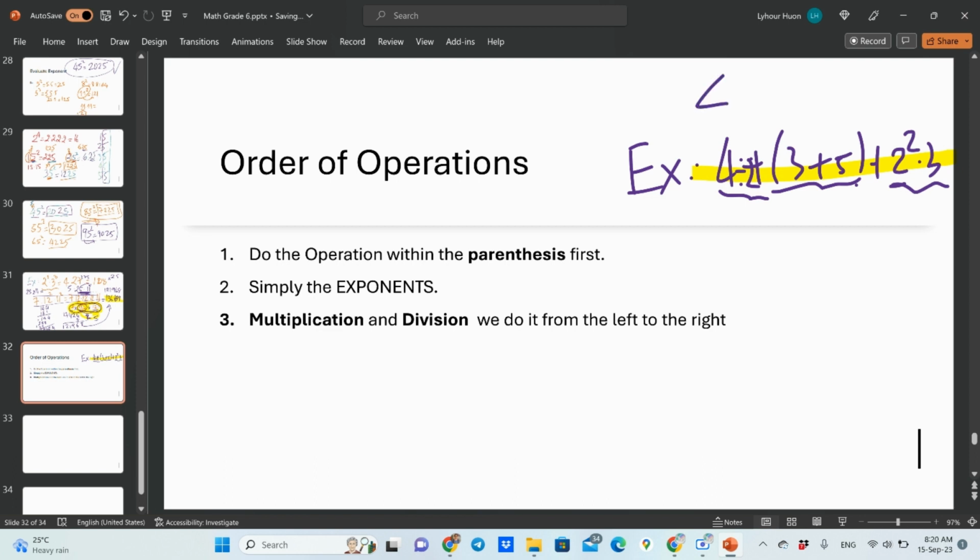Or if we have like 4 divided by 2 times 3, do we do the division first because it's left to right? Yeah, we do the division first. So it doesn't mean that we have to do multiplication first, but we go from the left to the right.